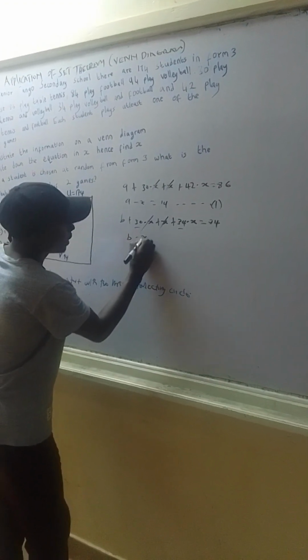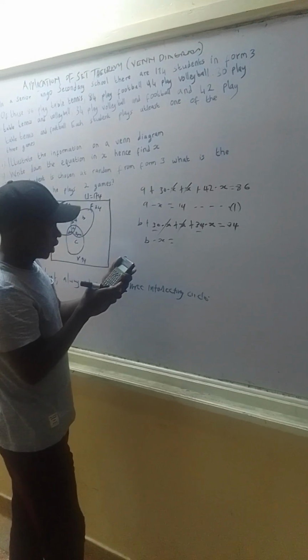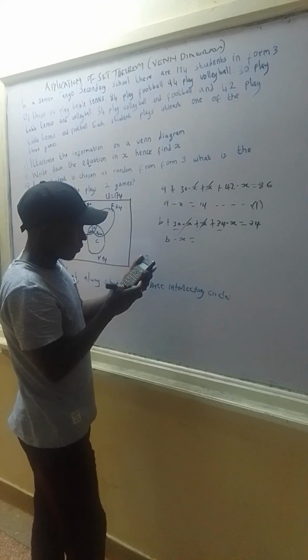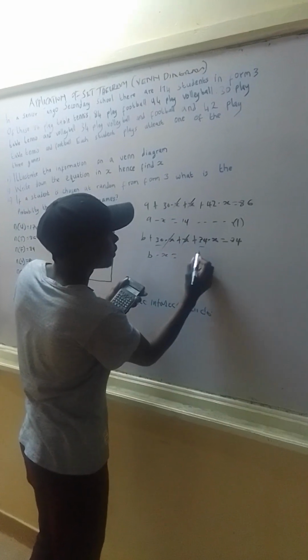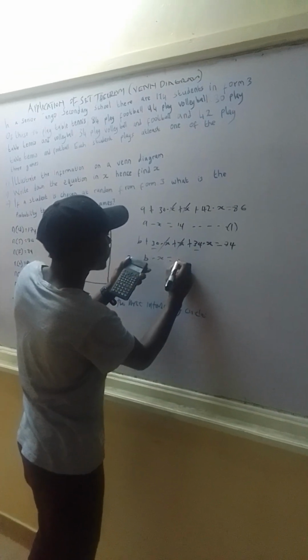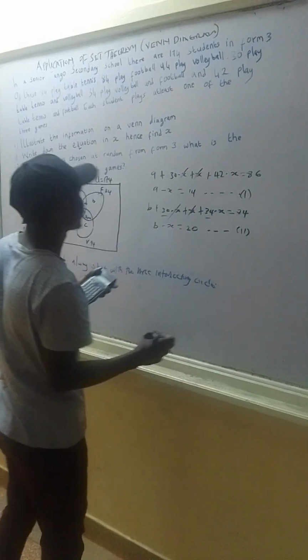It's b minus x is equal to 64. 84 minus 64, we get 20. Here is 30 plus 34, it is 64. Now 84 minus 64, it is 20. So I call this one equation 2.